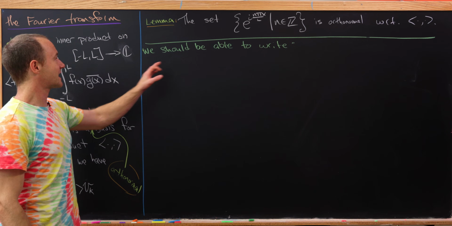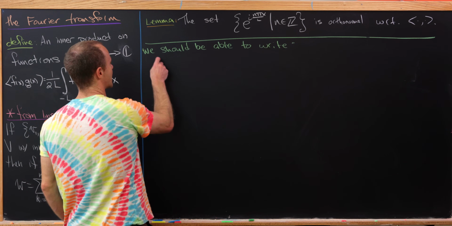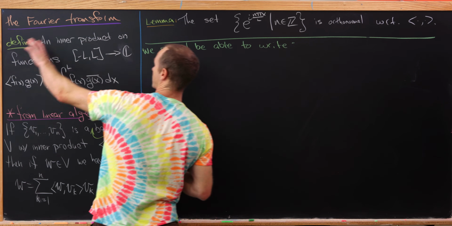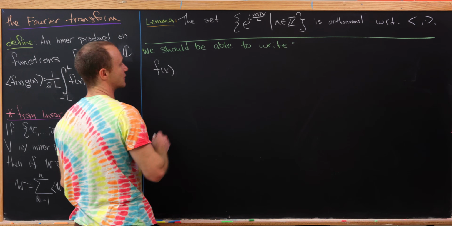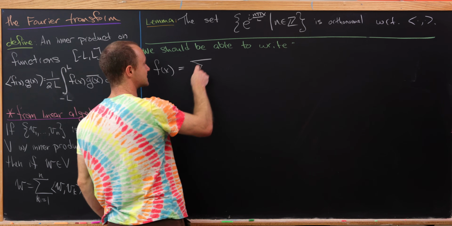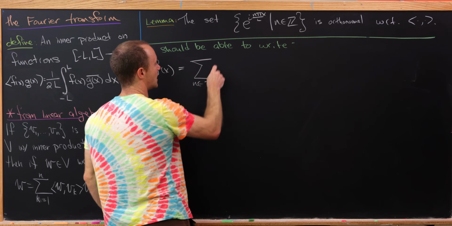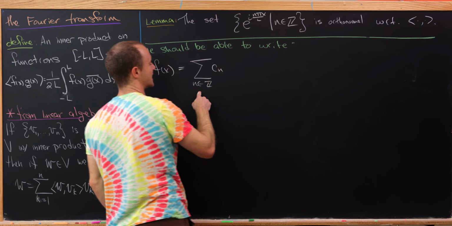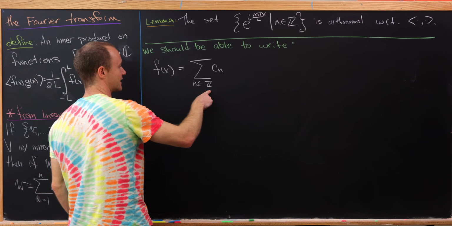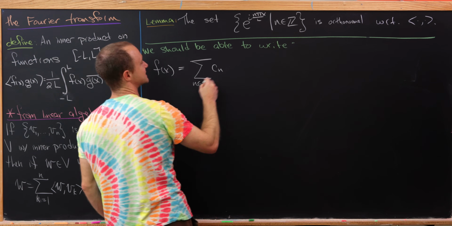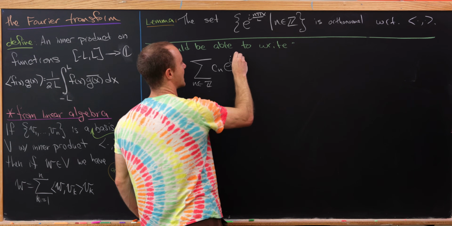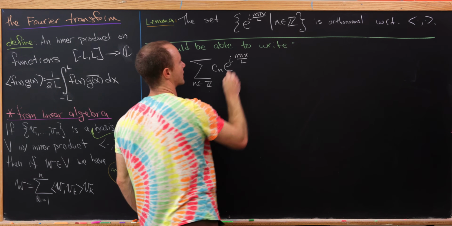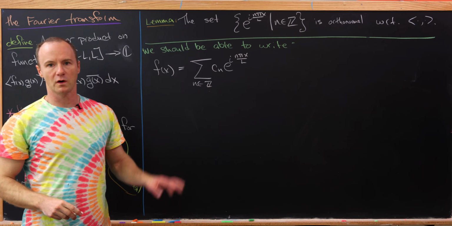Okay, so like I said, we should be able to write a function f of x from this set of functions over here as a combination of elements from this set. So in other words, we're going to sum over all integers n of c_n e^(i n pi x / L). And then, well, what is c_n?